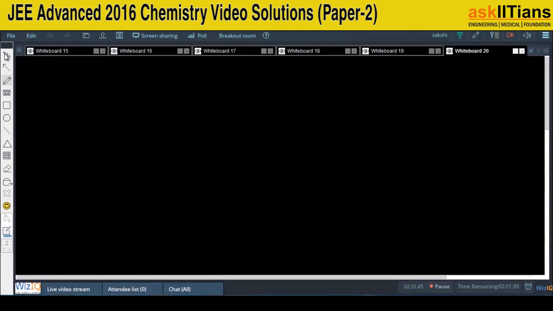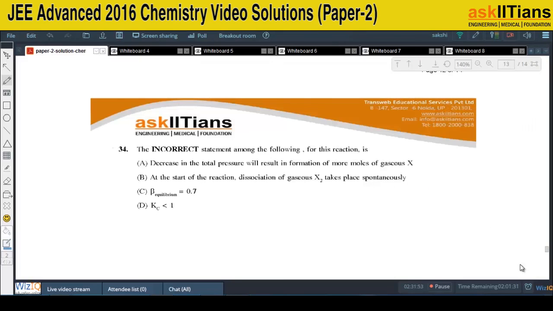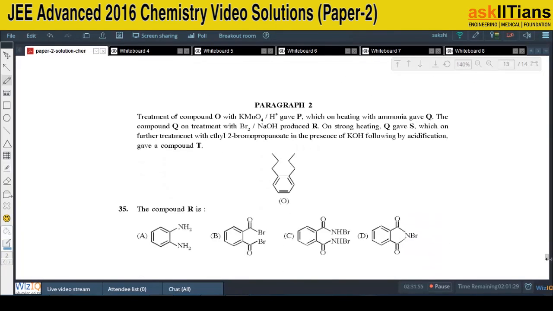So now students, I think we are left with two other questions, which are question number 35 and question number 36. Let me first make you read question number 35, which I suppose is another paragraph question. Yes. Let me read out the paragraph for you. The treatment of compound O with KMnO4/H+ gave a compound P, which on heating with ammonia gave Q. The compound Q on treatment with bromine in the presence of NaOH produced R.